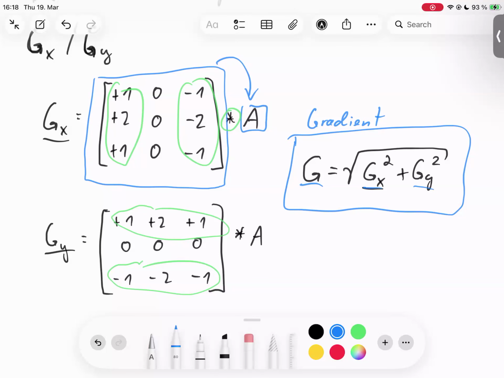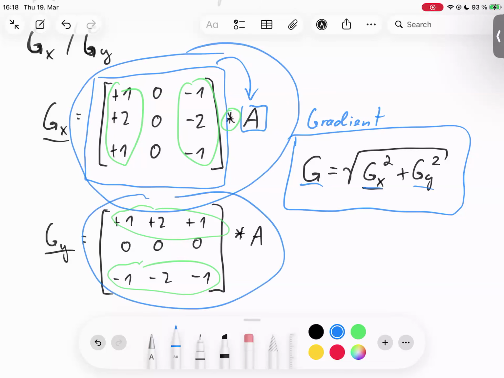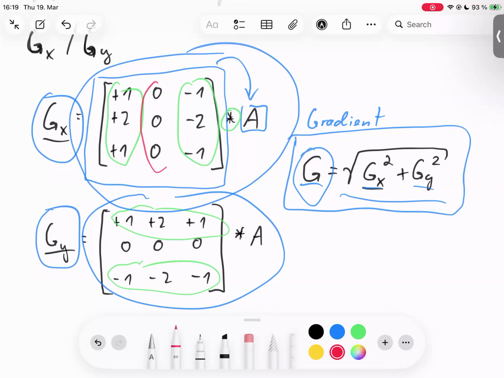So the question I got here in the private message is, first of all, yes, this one here we do for every single pixel. We do this for every single pixel. Then we get the image Gx and Gy. And to get our gradient G, we do this operation here again for every single pixel. And there was a question, why are the zeros in here?